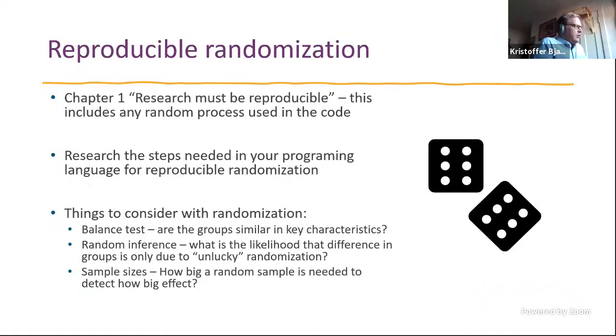Also regarding sample sizes, you need to think about and calculate how big of a random sample is needed to detect how big of an effect, and the book gives a few examples on how you implement all of these 3. This is just to mention quickly that randomization is not a silver bullet that never can go wrong. It's a great tool, but we have to be conscious that it could go wrong, and we need to test for that.